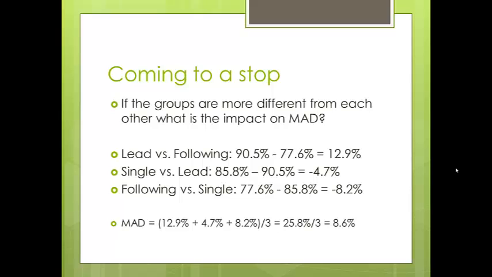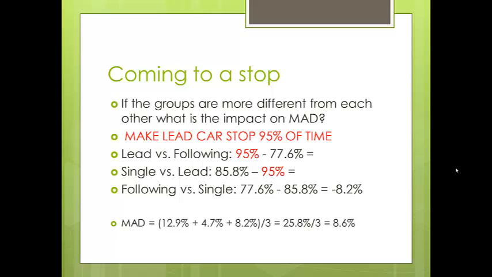Well, let's take the existing data and change it. Let's make the lead car stop 95% of the time. This gives us differences of 17.4% and negative 9.2%. We make that positive, we average them together, we get a MAD statistic of 11.6%. And before, we were at 8.6%. So if we make the groups more different, then their mean absolute deviation, their MAD statistic, is larger.